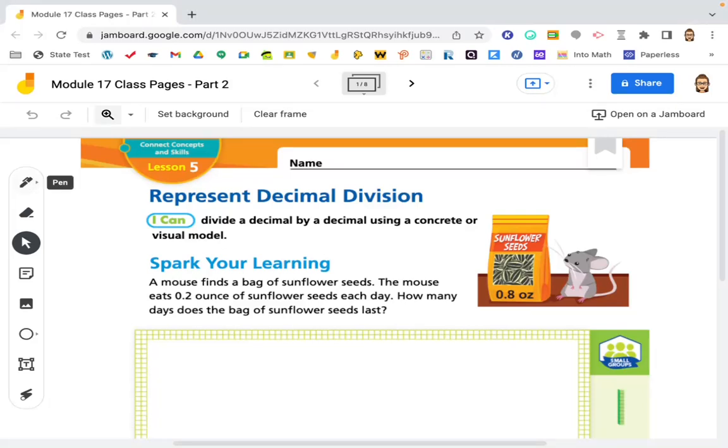Hello, my mathematicians. Today we are looking at Module 17, Lesson 5, which is all about representing decimal division. Hopefully, by the end of this lesson, you'll be able to divide a decimal by a decimal using a concrete or visual model. So we're going to look at the spark you're learning.